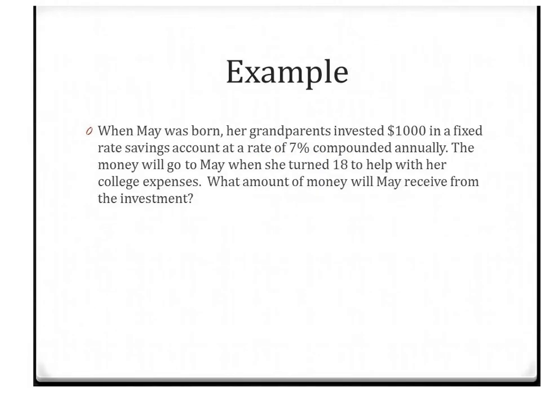So when May was born, her grandparents invested $1,000 in a fixed rate savings account at 7% compounded annually. The money will go to May when she turns 18 to help with college. What amount of money will May receive? So you wrote A equals P times 1 plus r over n to the nt. And so we're looking for the amount.